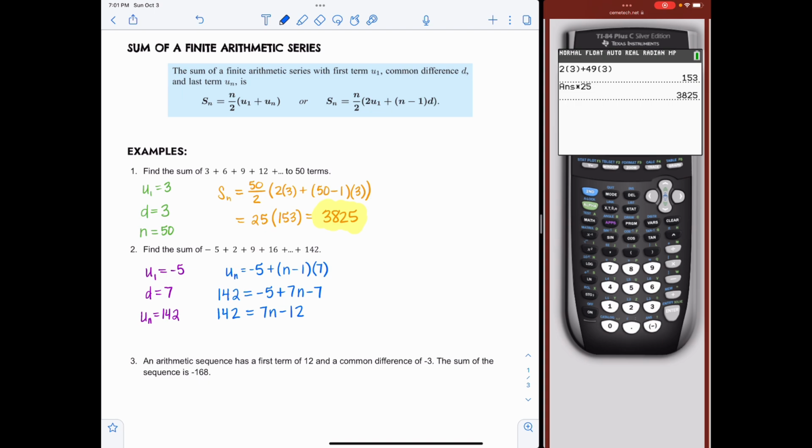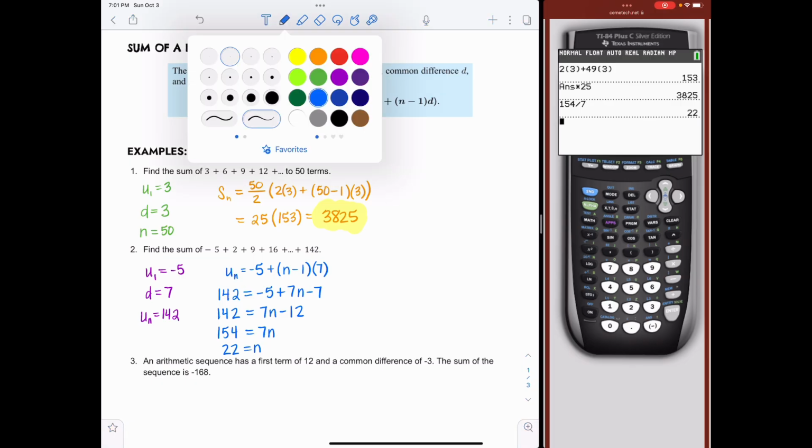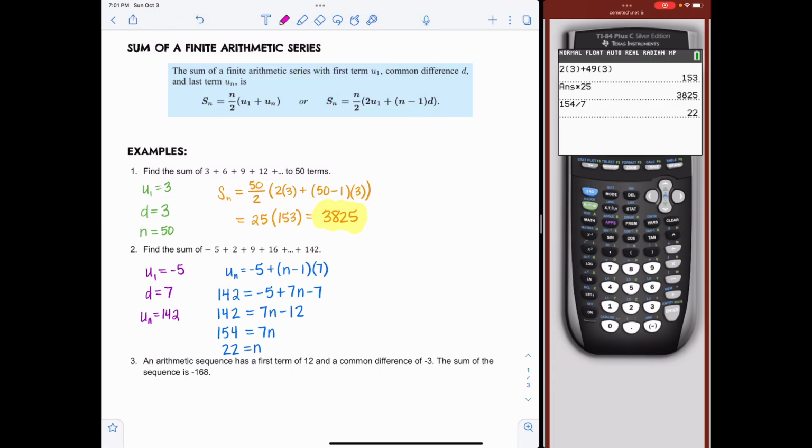We will have to add 12 to both sides. So we will have 154 is equal to 7n. And then 154 divided by 7 is 22. So we're talking about the 22nd term. So now that we know that n is 22, we can then find the sum. So here we can use the first sum formula.